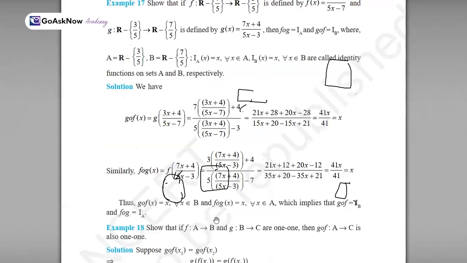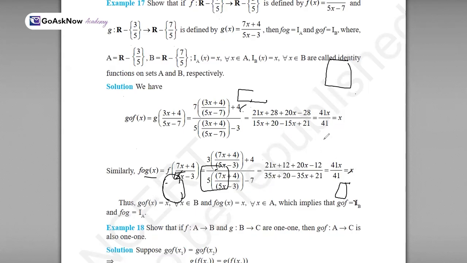Okay, so here the g∘f(x) is found. Similarly, how I found g∘f(x), you can find out f∘g(x) also. f of g(x) you can write here, then you have to put the f(x) value, and in that you have to put the (7x + 4) upon (5x - 3). It will also come equal to x.